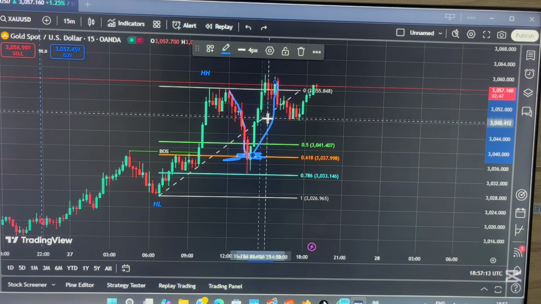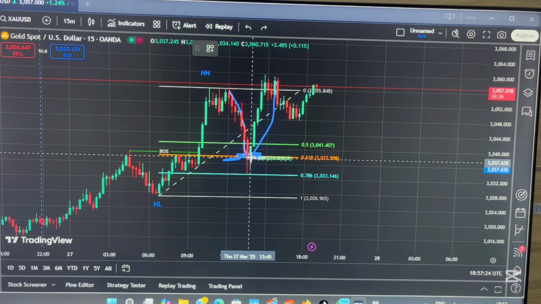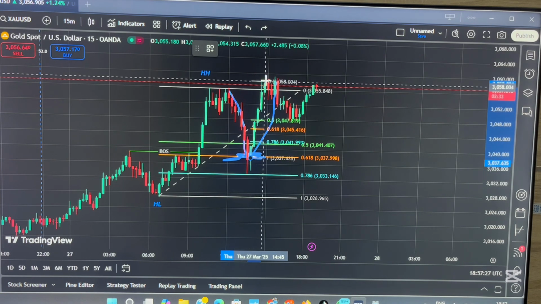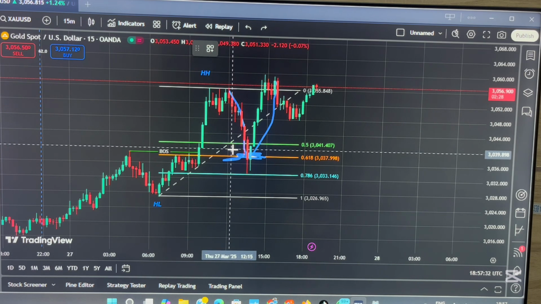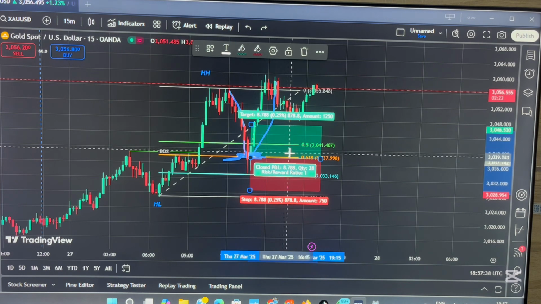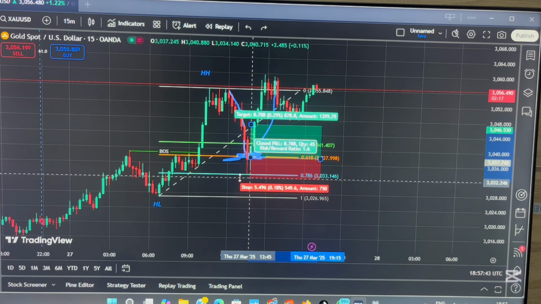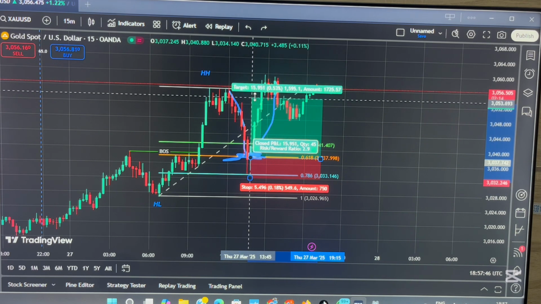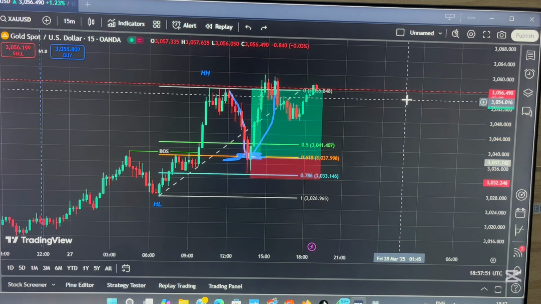So this was a trade that made me close to $400 today, because I entered for a buy position around this area. And I put my stop loss below the 0.78 area, and then my profits to the current high, and this was how it played out.